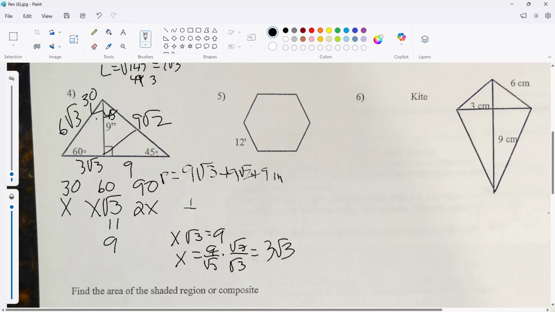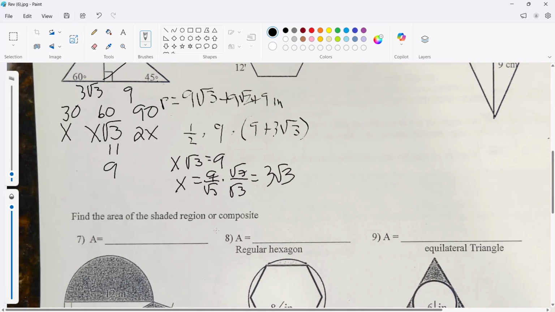And then the area is 1/2 base times height. So 1/2 times the height, which is 9, times the base, 9 plus 3 square root of 3. Boy, oh boy. I guess I could leave it like that, but 9 times 9 is 81. I don't want to take up room I need for other problems. 81 plus 27 square root of 3 over 2. I guess you can leave it like that. And that's going to be square inches. That's the area. Very nice.